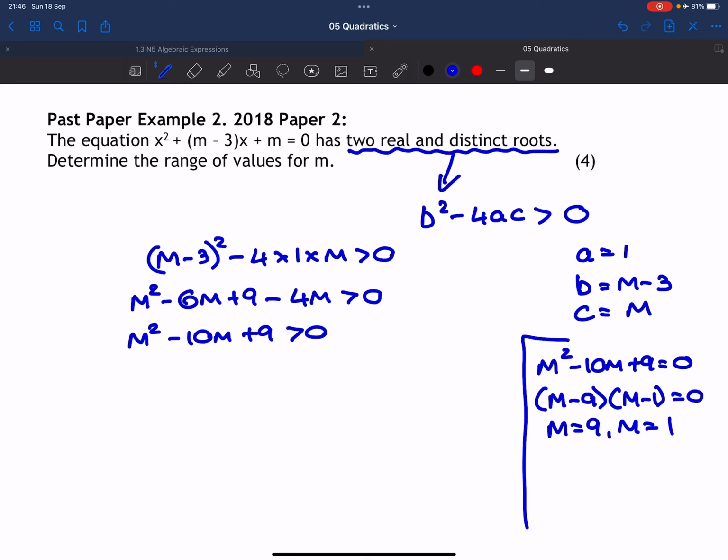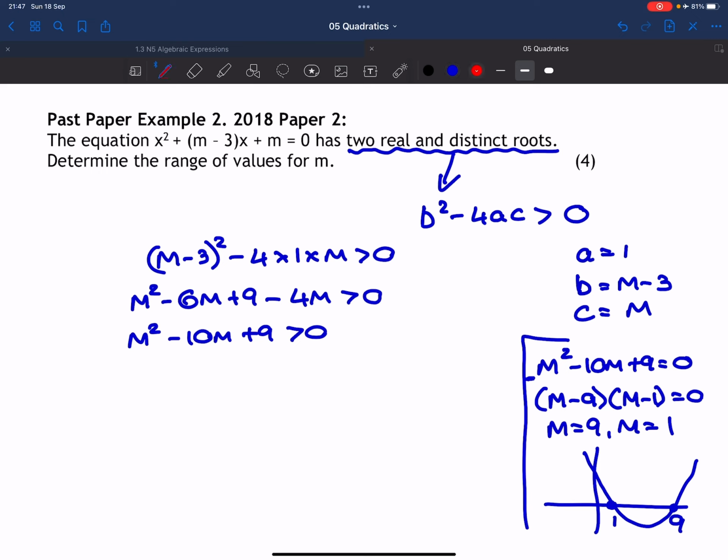When I solve a quadratic inequality, I always want to sketch the graph. So it's cutting through the x-axis here at 1 and at 9. Sketch the graph out. Remember, I don't care about where it cuts through the y-axis or the turning point. I just want the shape of the graph. It's a positive m squared, so it's going to be a happy face.